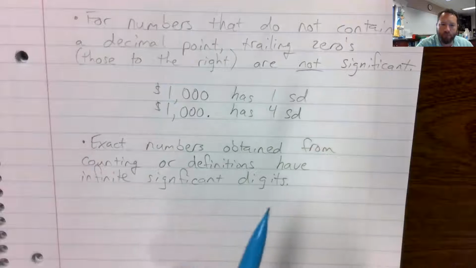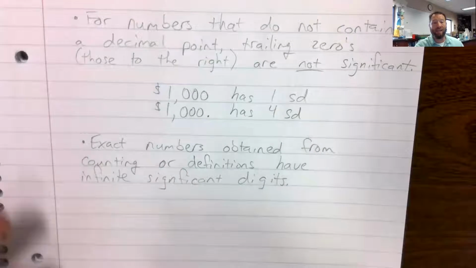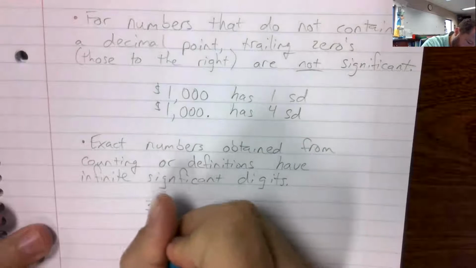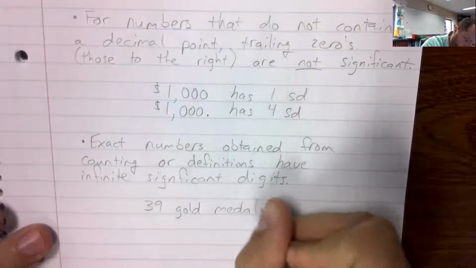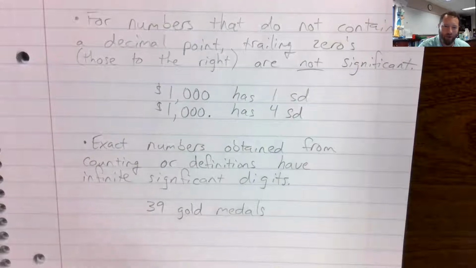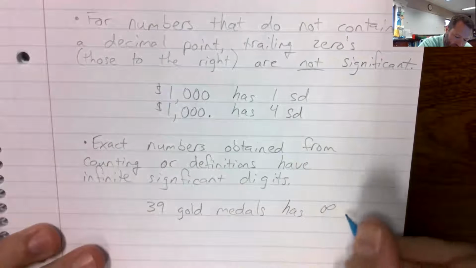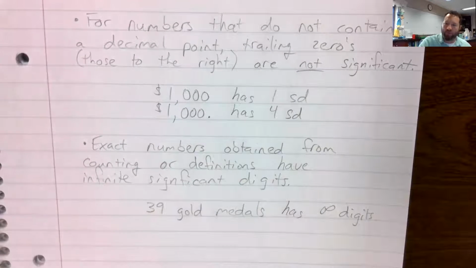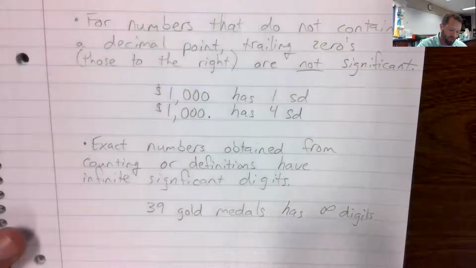Exact numbers obtained from a count or from a definition have infinite significant digits. So this past summer, the United States won 39 gold medals in the Summer Olympics. That is a count. There is no doubt in anyone's mind that that is exactly how many we won. It's a count, so this has infinite significant digits. That number of gold medals is not a measure, it's a count, and has infinite significant digits.